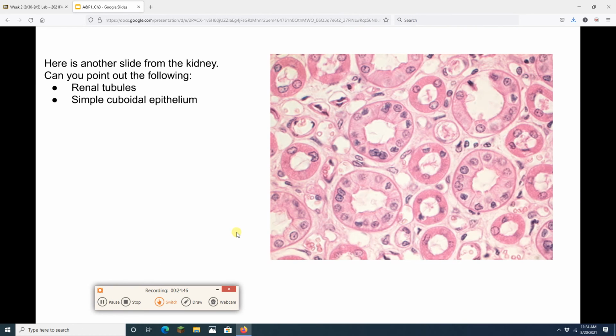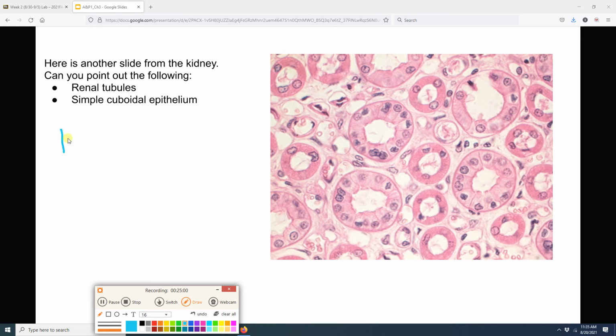Here I got another quiz for you. I want you to pause it if need be. Point out renal tubules, find me some simple cuboidal epithelium. And just for fun, I also want you to find me a basement membrane in this picture. There's plenty, don't worry. That says basement membrane. Okay, so pause it, find those three things, unless you found them already. If so, awesome.